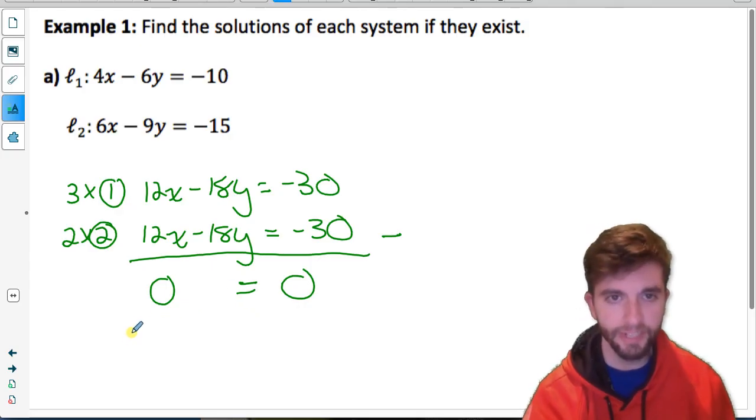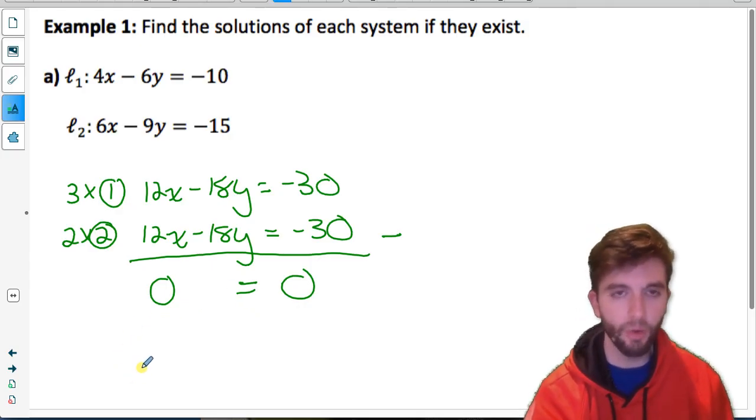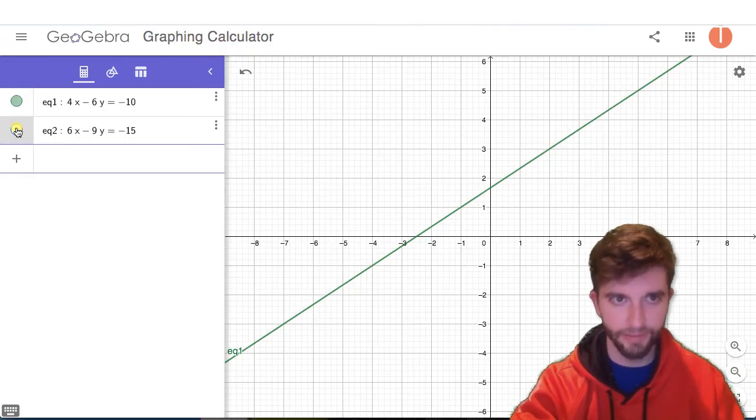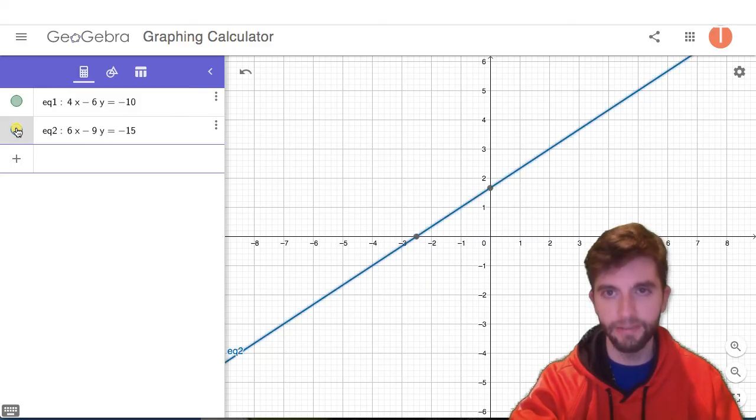When that happens, that tells us that the 2 lines are always equal to each other. Let me show you what this looks like on a graph. So there's the first line, 4x minus 6y equals negative 10, and if I graph the second line, 6x minus 9y equals negative 15, it just goes right over top. They're the exact same line.